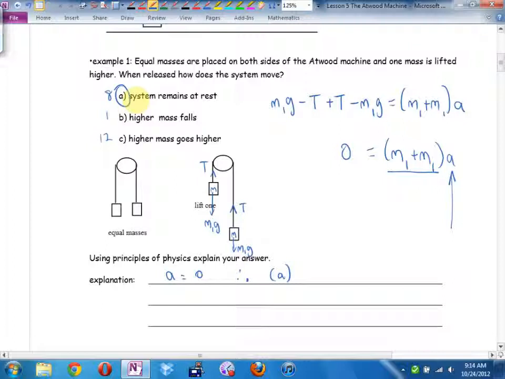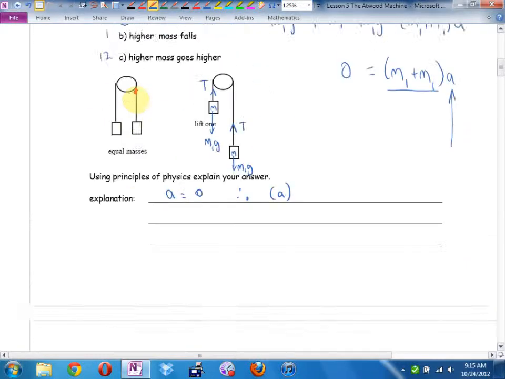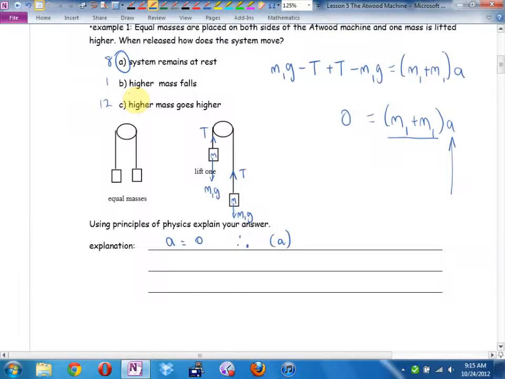Or it could be moving at a constant speed, but the question clearly says we start from rest and then release. So if we're starting from rest and your acceleration is 0, you better stay at rest. Answer A. Acceleration is 0, therefore A is the correct answer.